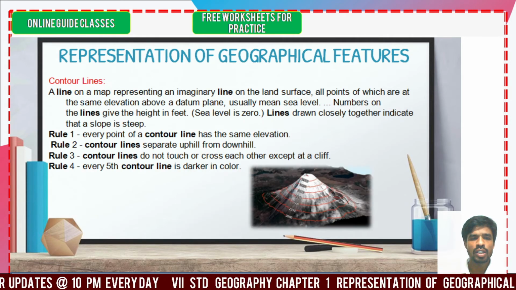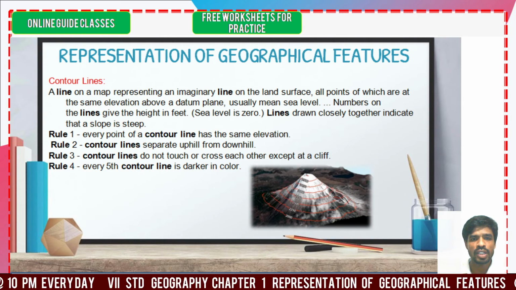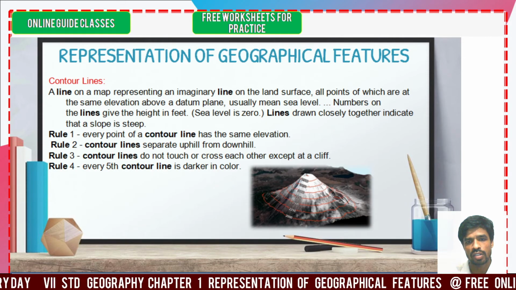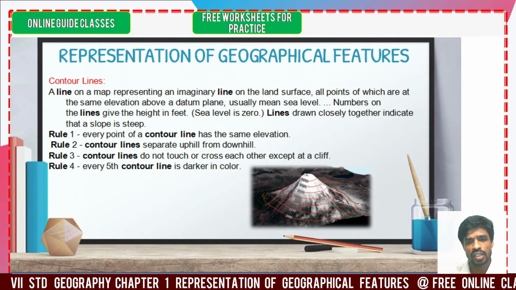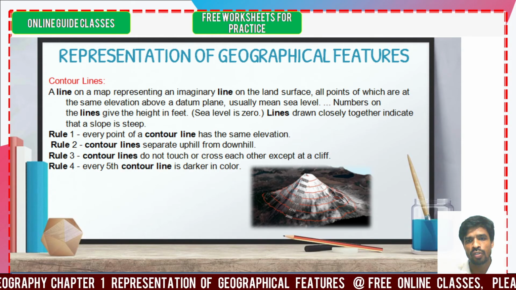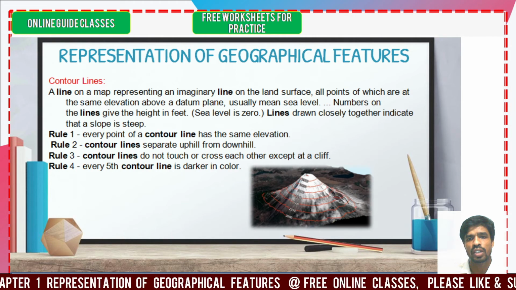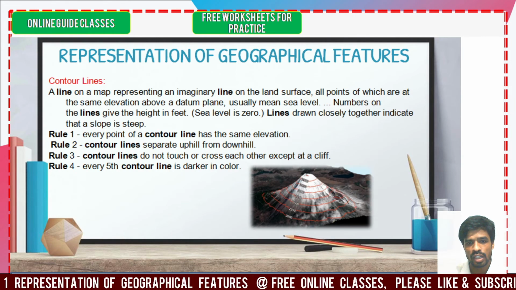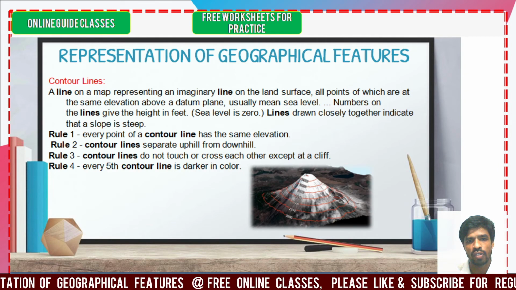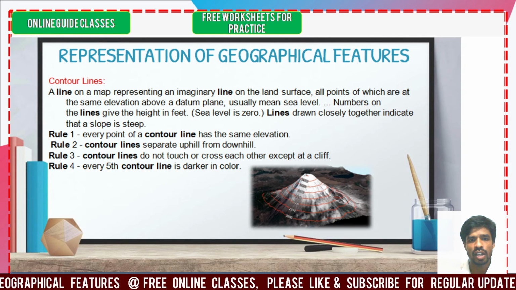The next one is contour lines. What is a contour line? A line on a map representing an imaginary line on the land surface. Can you see the line over here? These lines are representing the land surfaces, my dear friends, all points of which are at the same elevation above the datum plane, also called sea level. So whatever lines you are seeing, these are all measured and showing the elevation above the sea level. Numbers on the lines give the height in feet.